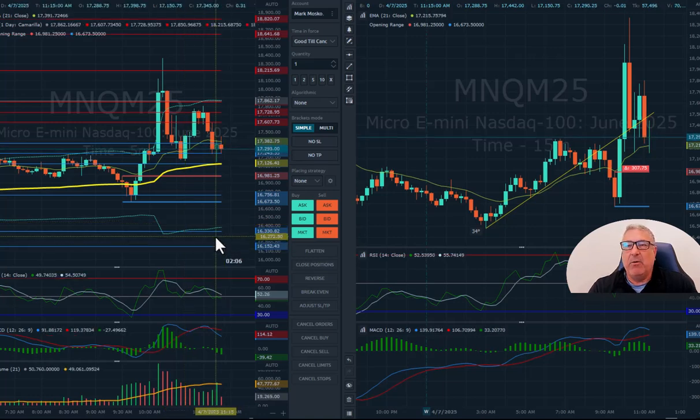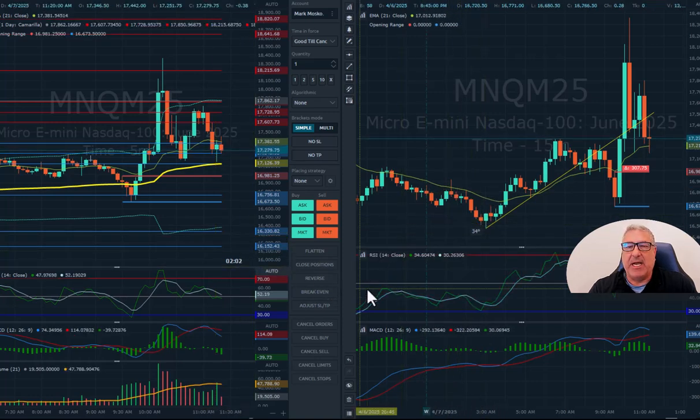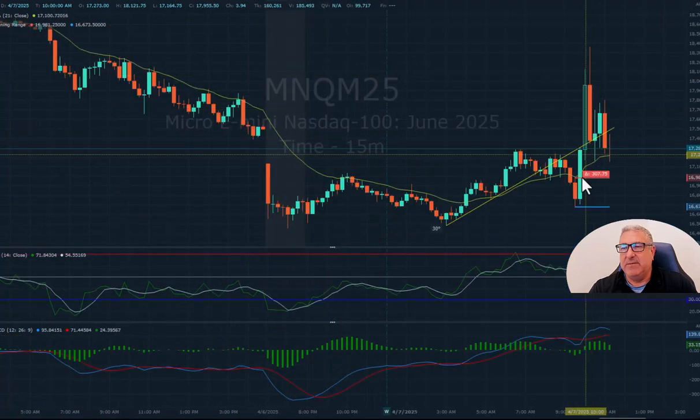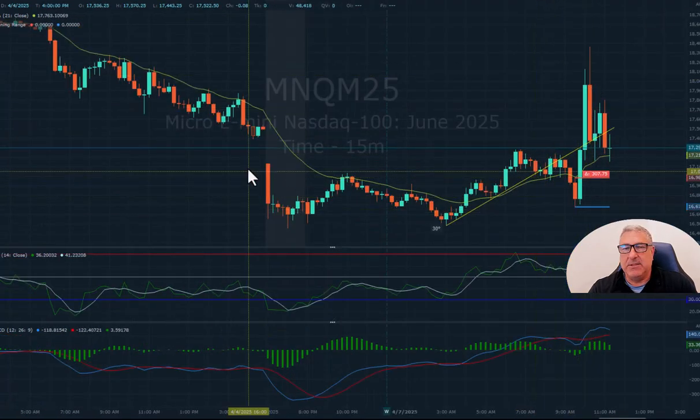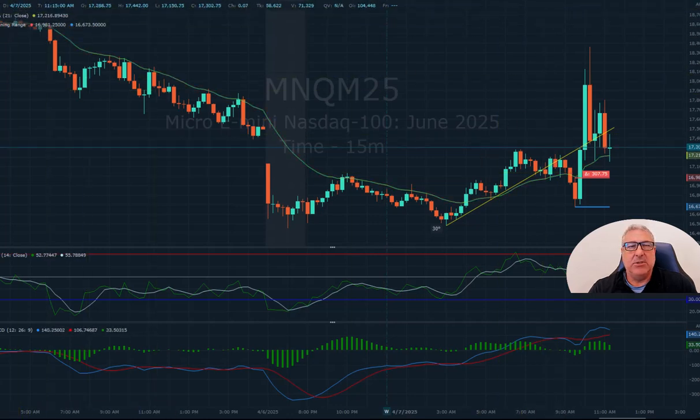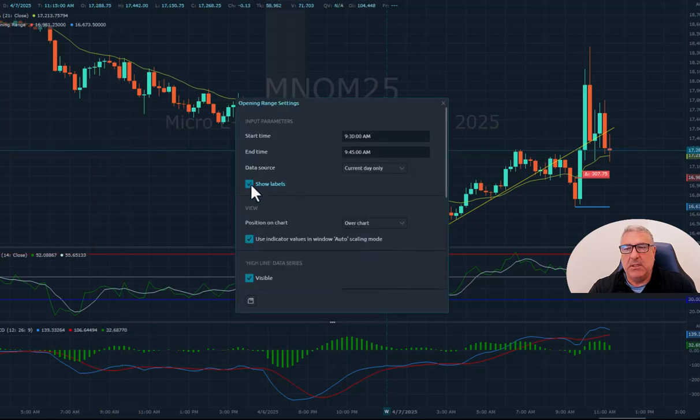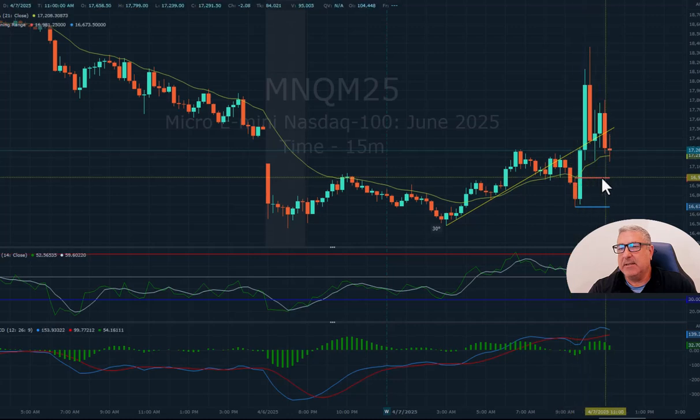So, what do I do? How do I try to understand which way, the direction I think the market's going? I basically have two main indicators that I focus on. So here's the 15-minute chart. And let me just take this opening range and take off the label. Okay. So you see there's a line here, a red line and a blue line. This is what's known as the 15-minute opening range trade.